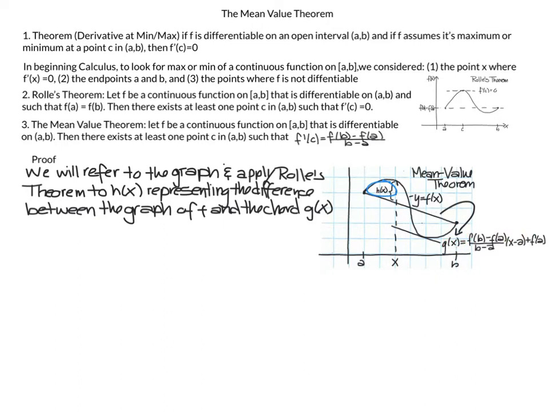And then one last thing I am going to define, which is h of x, and h of x is going to be the distance, the difference between f of x and g of x, the difference between the function and this line here between f of a and f of b. And to do this proof, we are going to use Rolle's theorem.